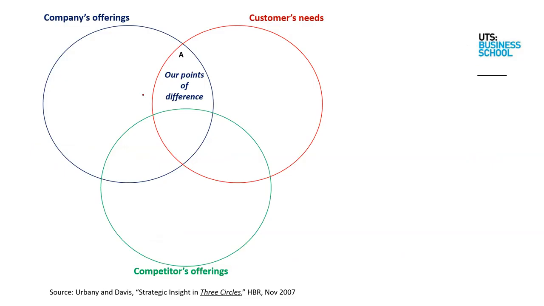So the 3 circles stand for the company's offerings, the competitors' offerings, and the customer needs. So the brand has to identify the customer needs that can be fulfilled by the company's offerings. That is this part A, right? So you have to identify what are those important aspects of your attributes which help to fulfill customer needs which are not being fulfilled by the competitor.